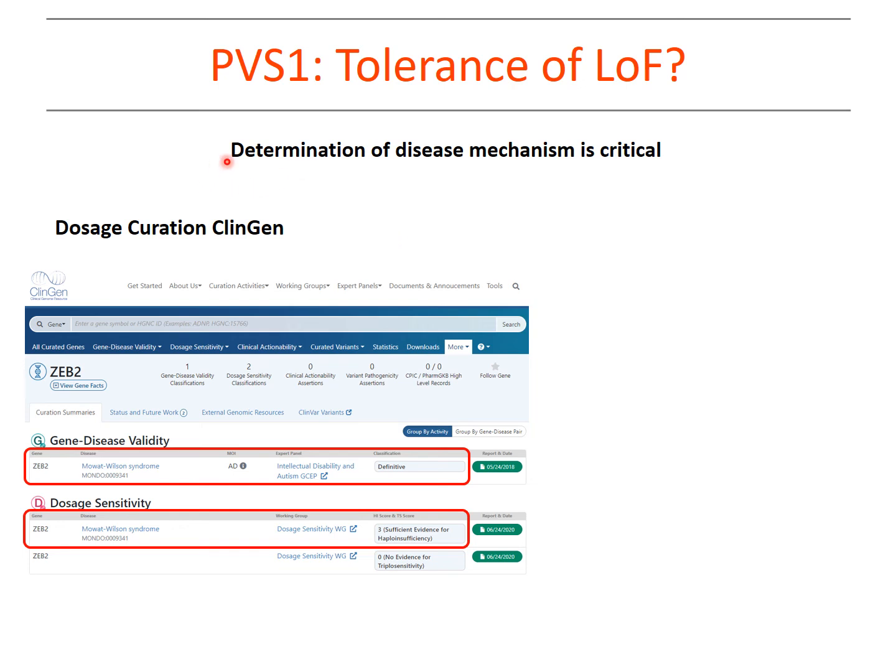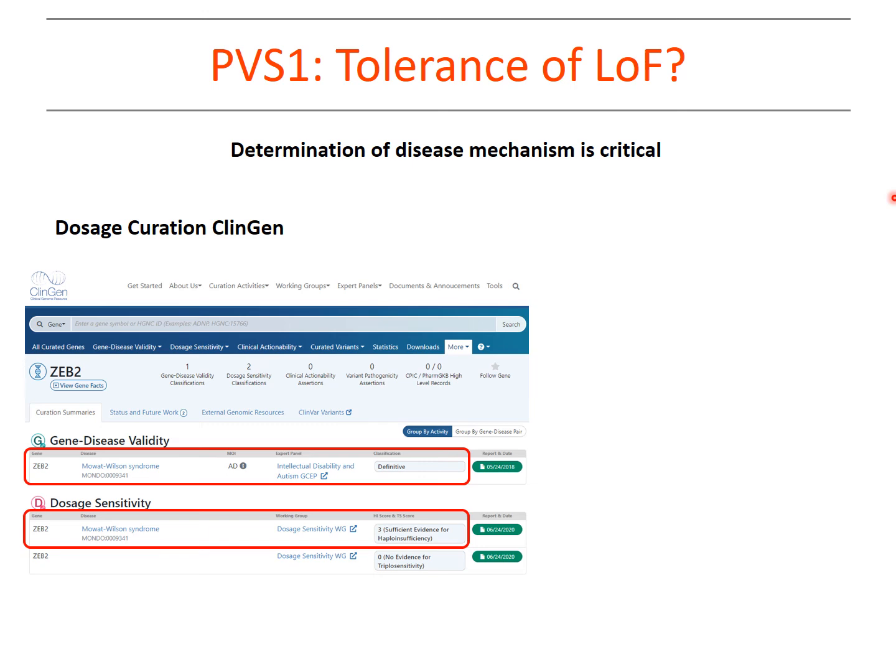As I said, the determination of the disease mechanism is critical. So you can look at the ClinGen homepage at the dosage curation. Yeah? This is the site. So for example, for the SEP2 gene, first of all, the gene is definitely associated with Mold-Wilson disease, and there is sufficient evidence for haploinsufficiency for Mold-Wilson syndrome. This means that if you have sufficient evidence for haploinsufficiency, then loss of function is indeed a pathomechanism.